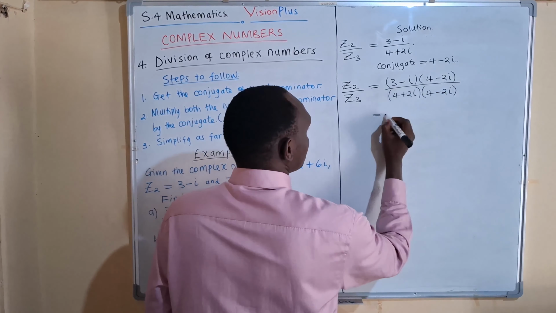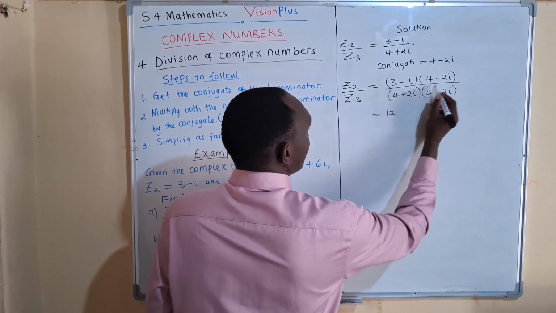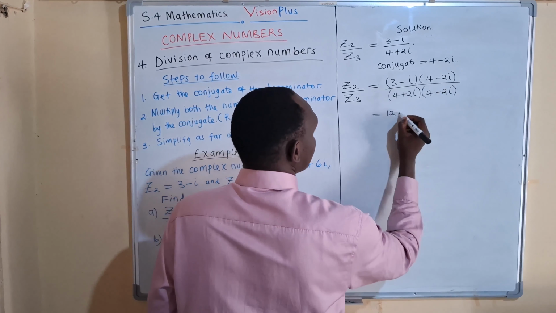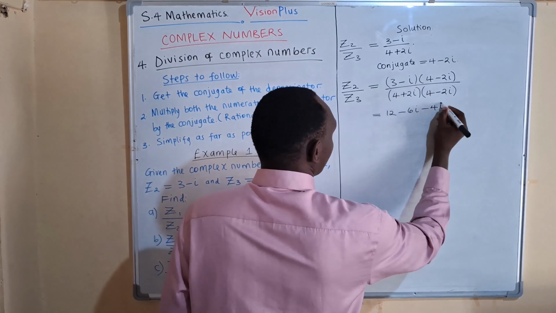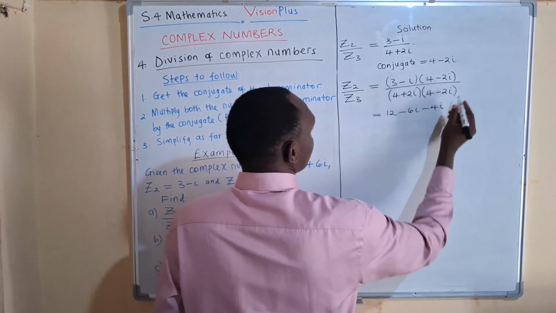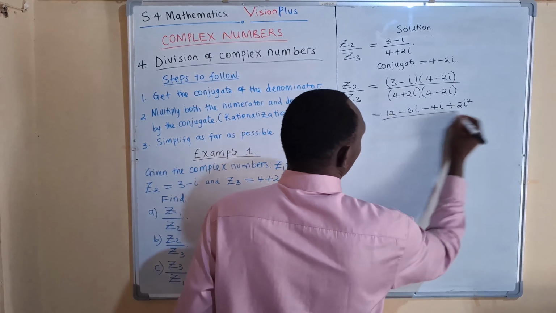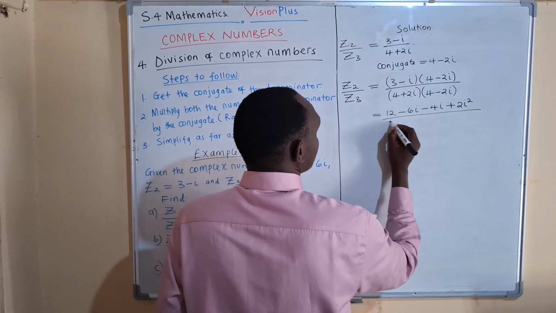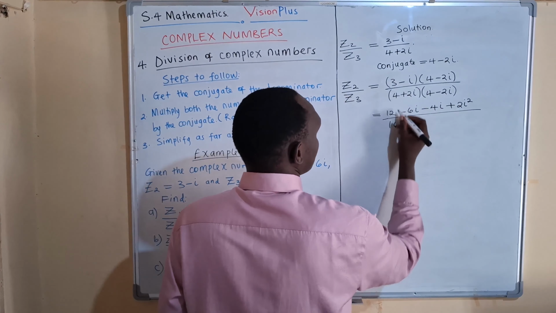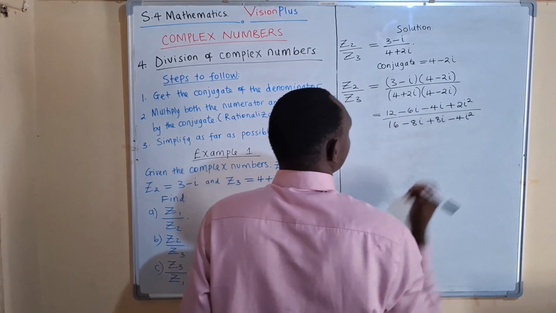Then we multiply normally. 3 times 4 is 12. 3 times negative 2i is negative 6i. Negative i times 4 is negative 4i. Negative i times negative 2i is positive 2i squared. Then all over 4 times 4, 16. 4 times negative 2i is negative 8i. 2i times 4 is positive 8i. 2i times negative 2i is negative 4i squared.